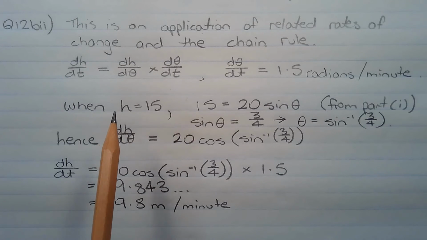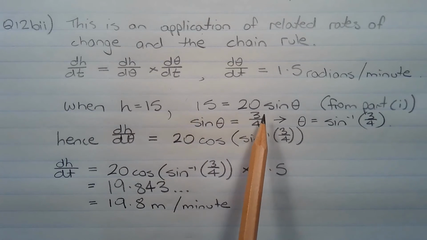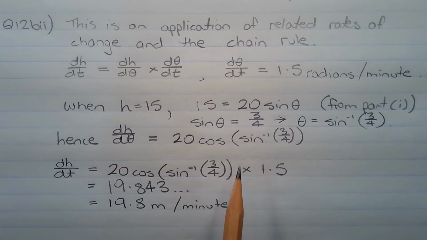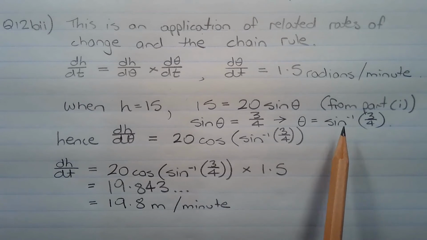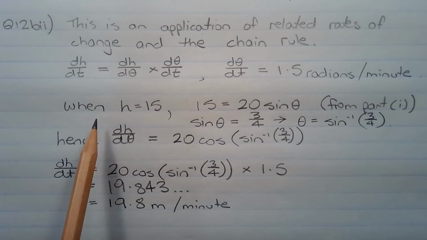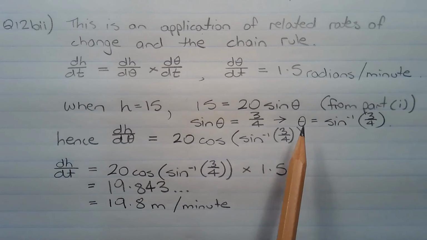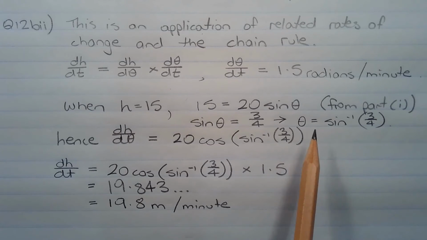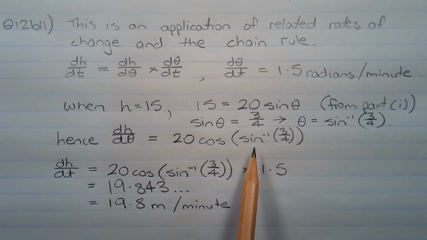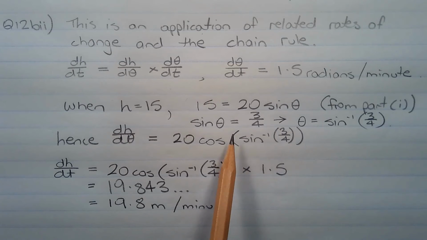Now when h equals 15, 15 equals 20 times sine θ from part 1. Rearranging this equation to make θ the subject, we get sine θ equals 3/4. Hence, θ equals inverse sine of 3/4. So in other words, when the carriage is 15 meters above the horizontal diameter, the angle that it forms with the horizontal diameter is inverse sine 3/4. Hence, dh/dθ equals 20 cos of inverse sine of 3/4. So I've left the angle in exact form for the time being.